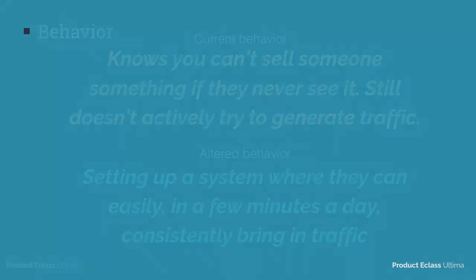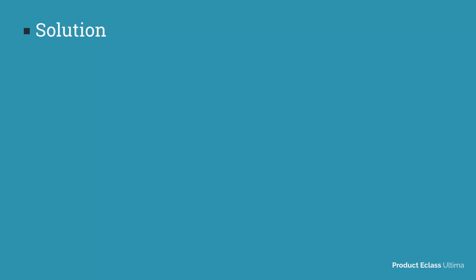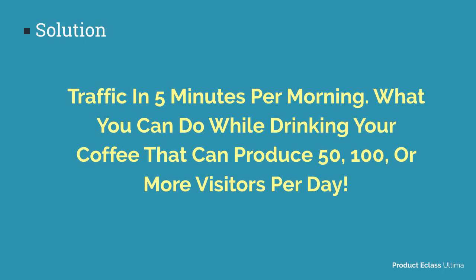So then we create the headline for the product before we ever create the product. Traffic in 5 minutes per morning, what you can do while drinking your coffee that can produce 50, 100 or more visitors per day. So these, of course, are all hypothetical examples here, but I'm walking you through the thought process of we've identified a problem, and then we considered as part of the solution an approach, and then this is how we crafted the headline for the potential solution.